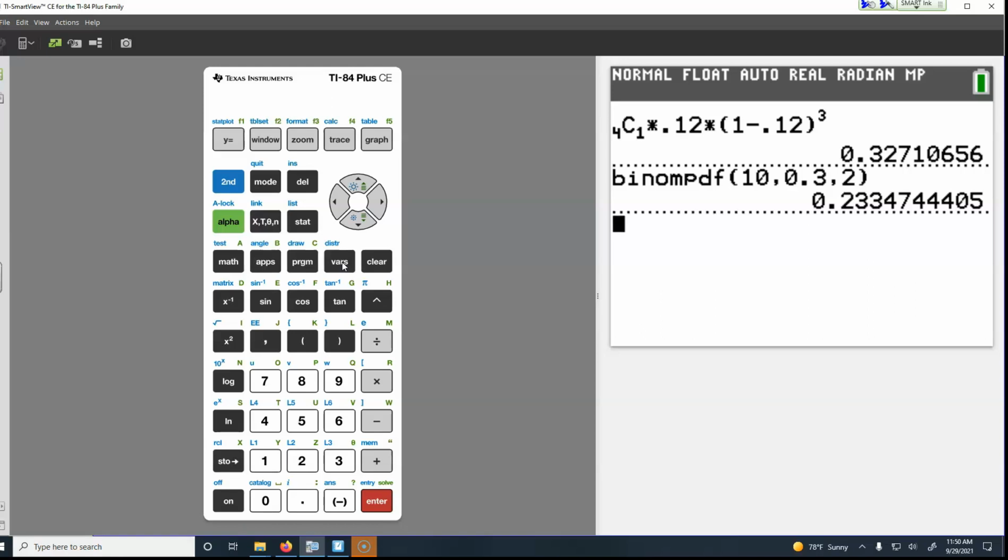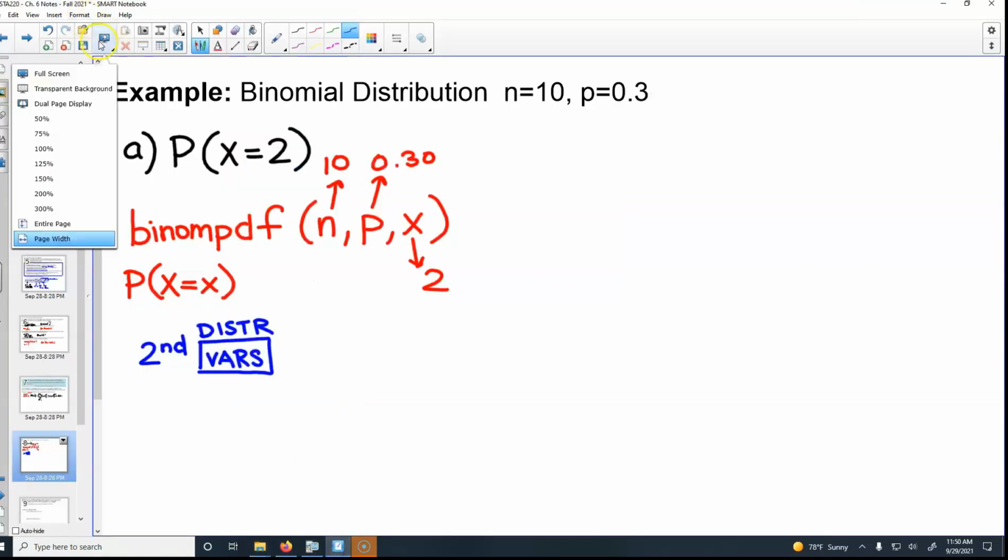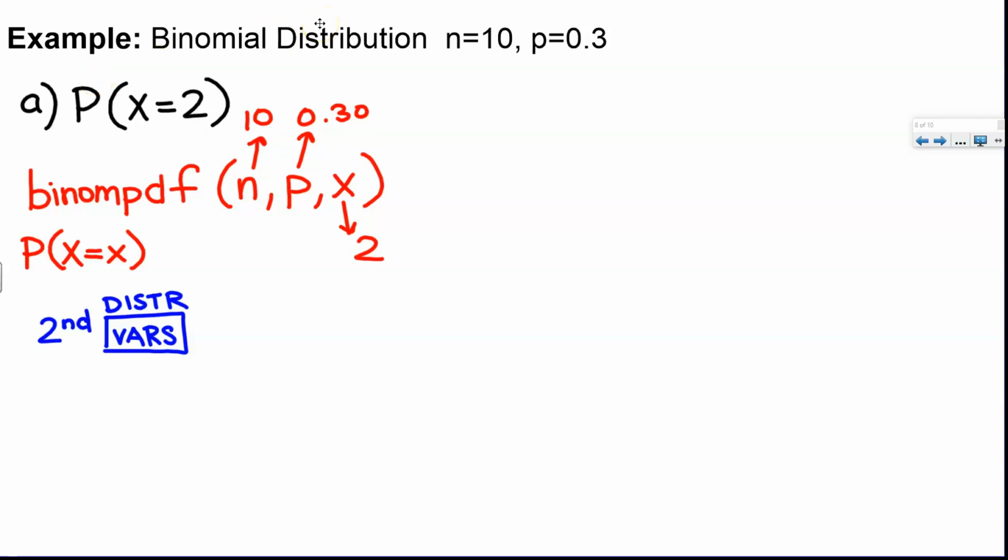Okay. Any other questions? All right. So that will be our answer for that one. Usually they have us do 4 decimal places for these for your homework, so I'll do 4 decimal places, so 0.2335.